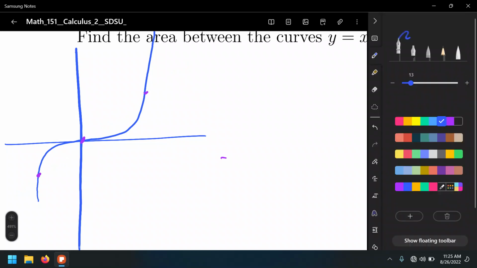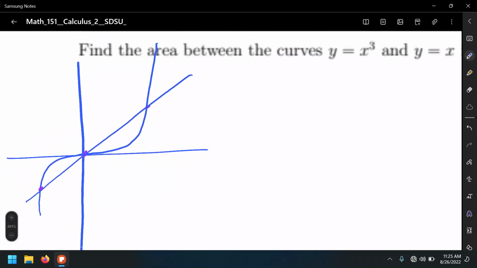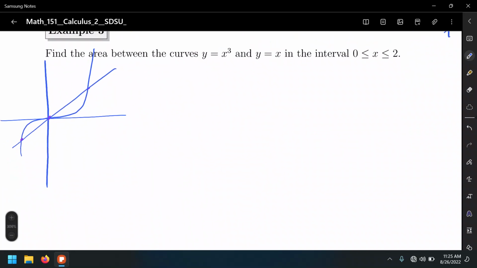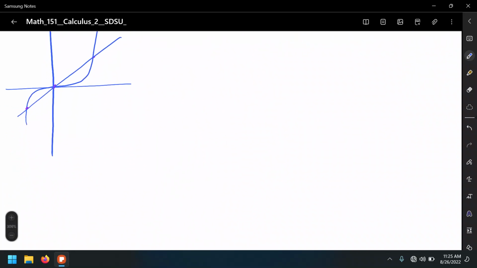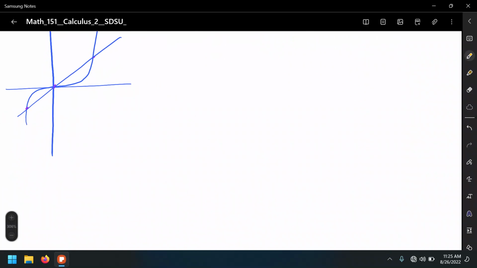Well, first of all, we need to determine what the limits of integration are, and we do that by setting the two equations equal and finding the intersection points. That is, I'm going to set x cubed equals x and solve the polynomial equation for the variable. Now, what's a good technique or a good strategy to solve this polynomial equation?